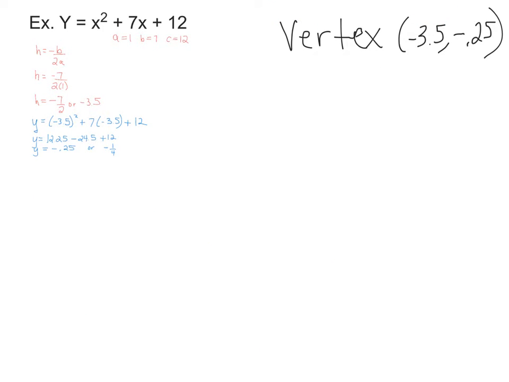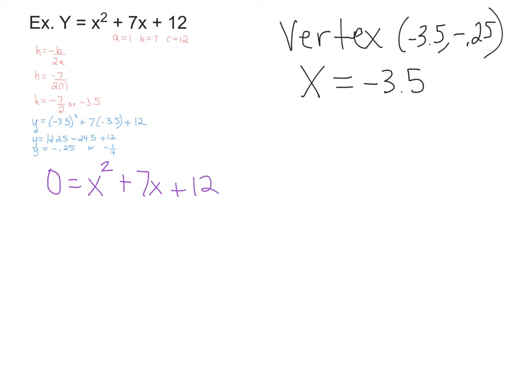My line of symmetry, where I'm going to draw that vertical dotted line, would be x. This is step 2. x equals negative 3.5. And yes, my line of symmetry is always the x value of my vertex. That's where I'm going to draw that vertical line.